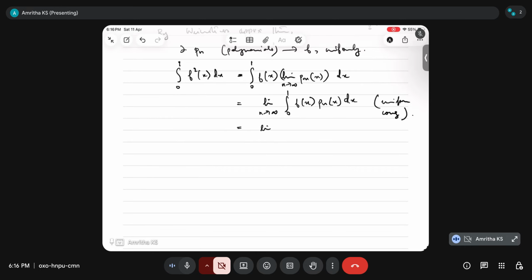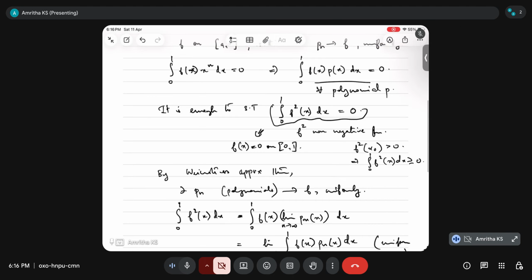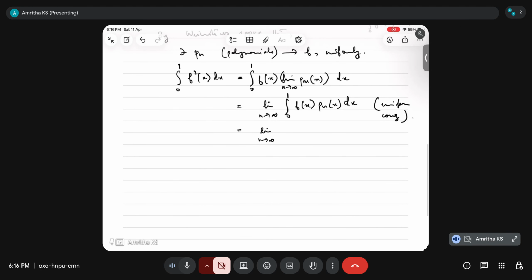Now we have already observed that this integral is 0, right? This is 0, and therefore this is 0. Therefore we see that this integral is 0, and therefore f(x) is 0 on the whole interval.